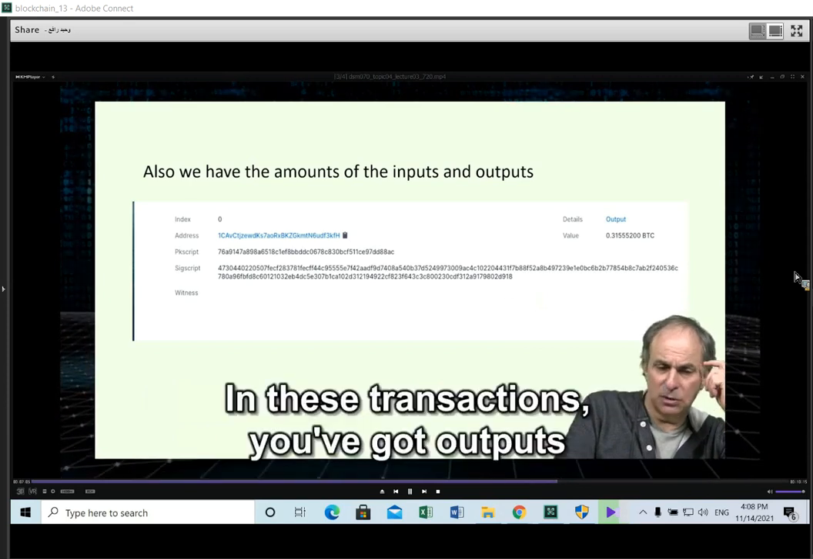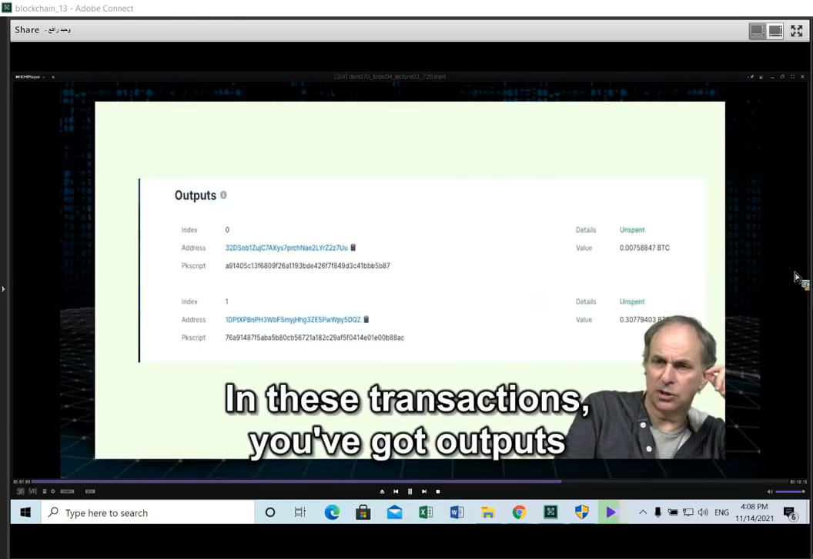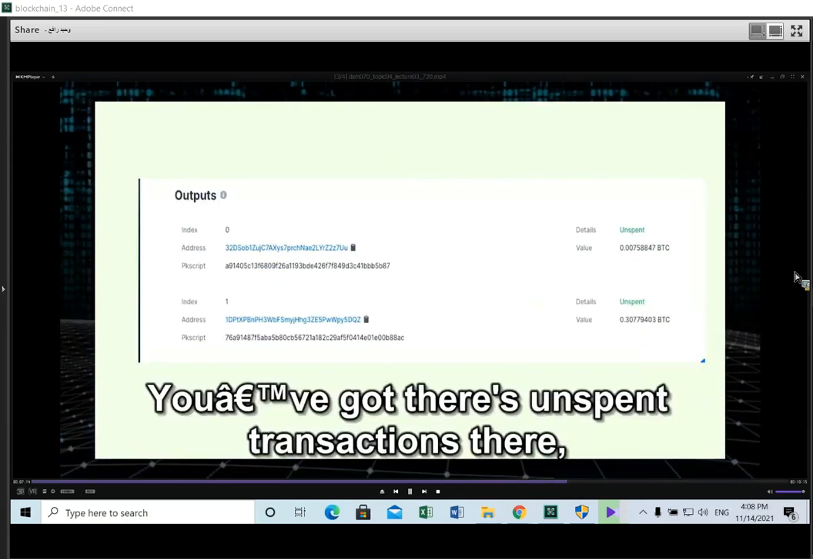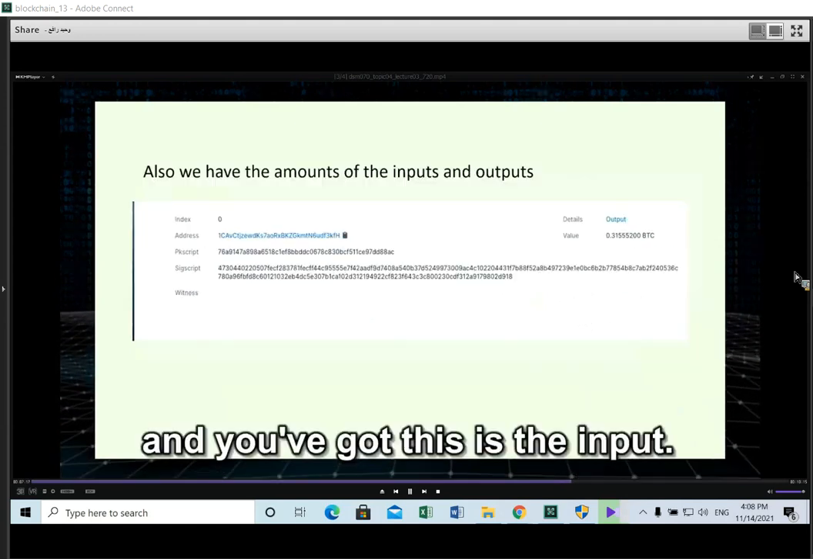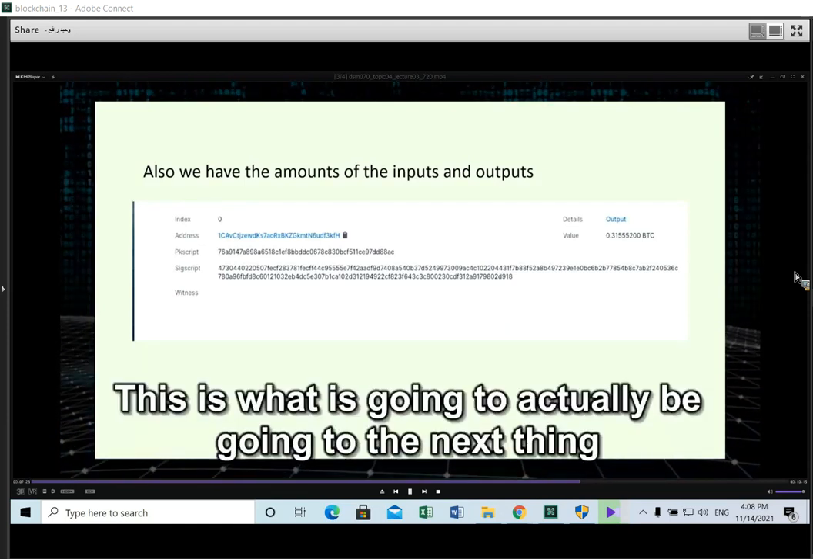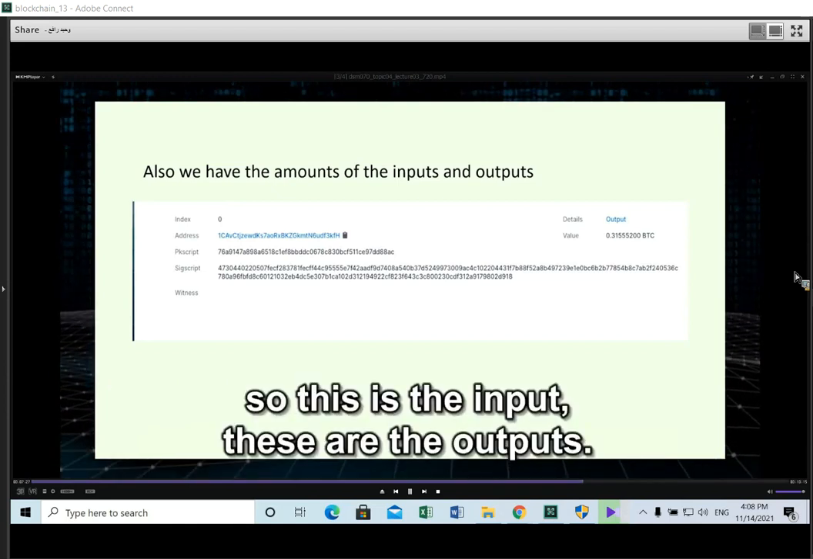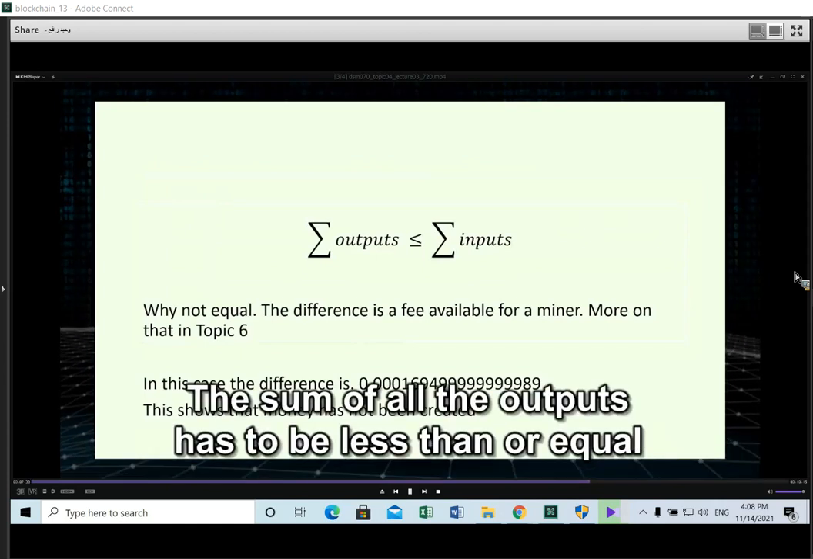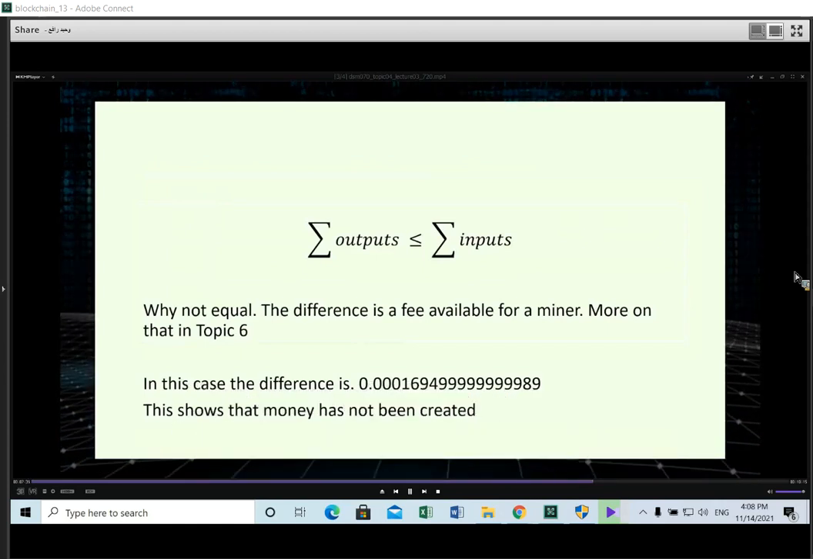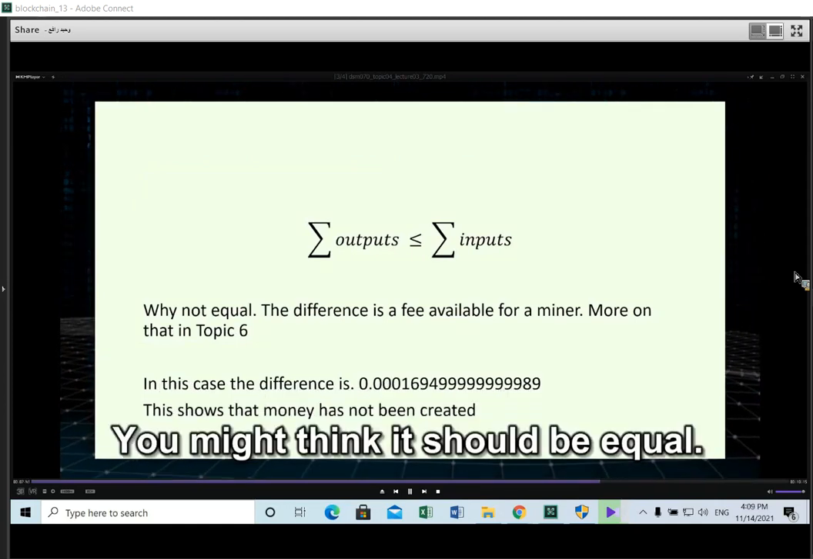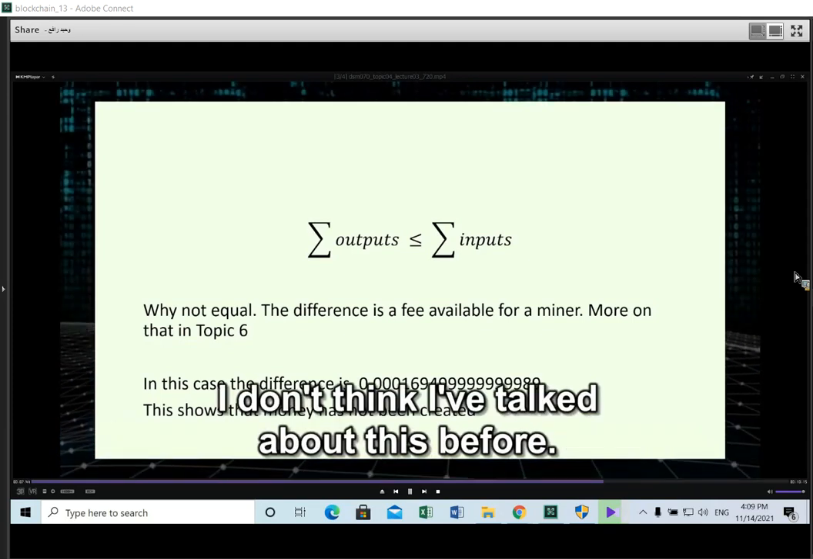Okay, so you might think, why should it not be equal? And I don't think I've talked about this before. The difference is a fee. Now the fee isn't fixed, you choose your fee yourself. But the point of having a fee is that the fee goes to the person who's making a block for the blockchain, and I'm getting a little bit ahead of us here. You're trying to incentivize that person to put your transaction in his block. That's what's happening.